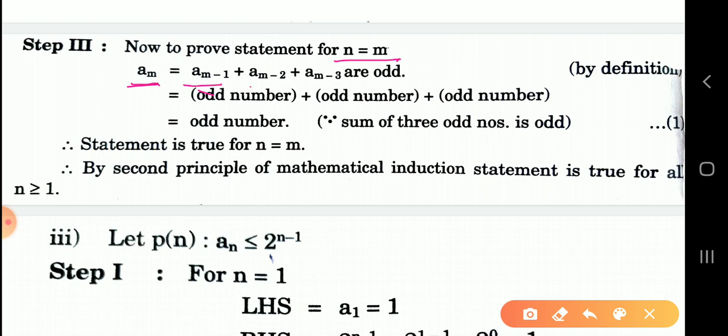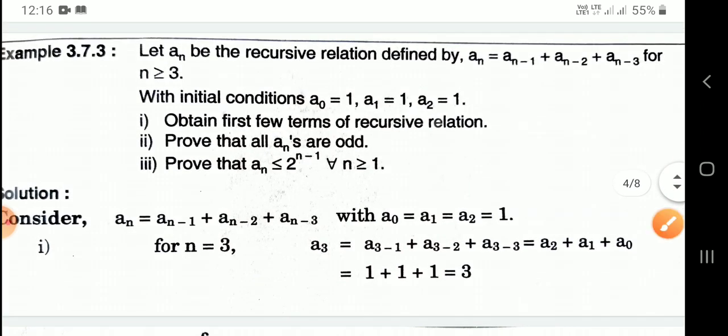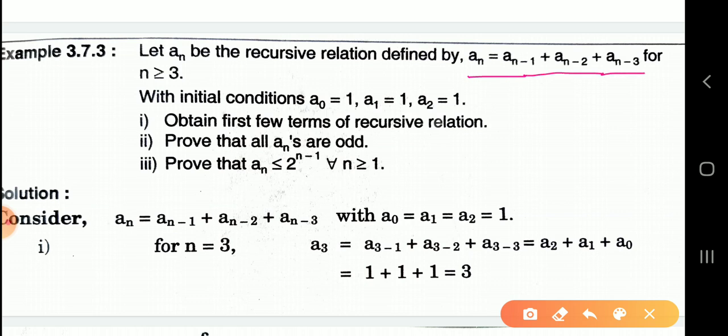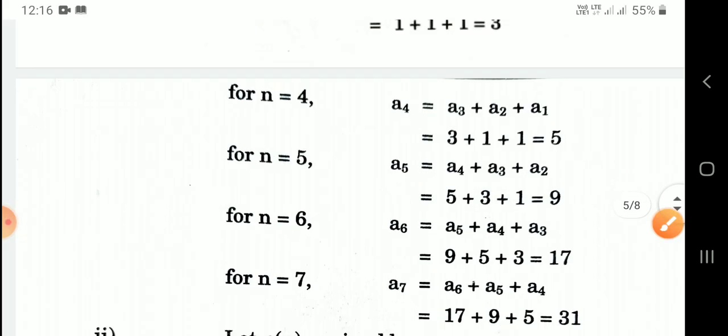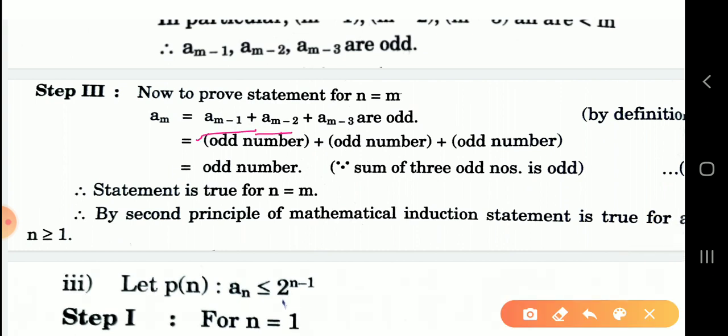a_m = a_(m-1) + a_(m-2) + a_(m-3). Remember that here we are given a_n = a_(n-1) + a_(n-2) + a_(n-3). Now we have to find a_m, so replacing n = m, we get a_(m-1) + a_(m-2) + a_(m-3). The same thing is used here. But a_(m-1), a_(m-2), a_(m-3) are all odd.